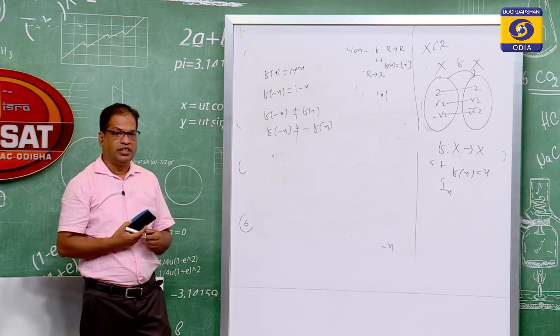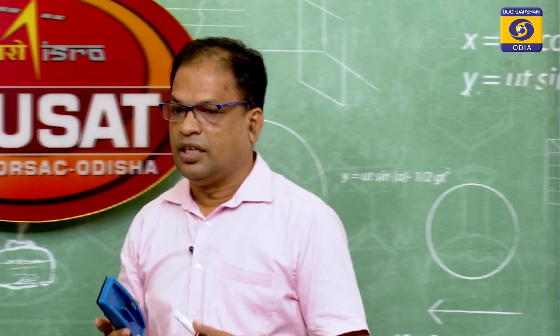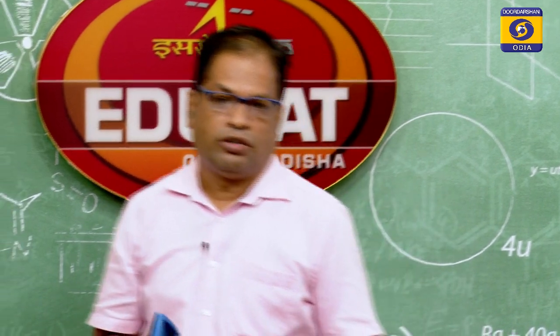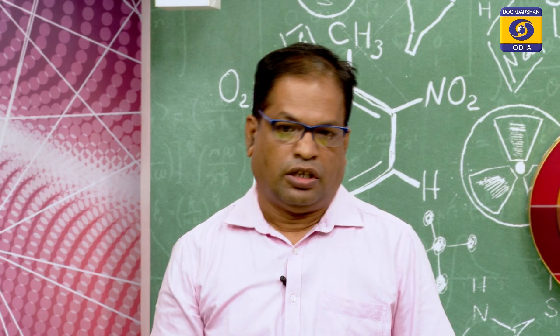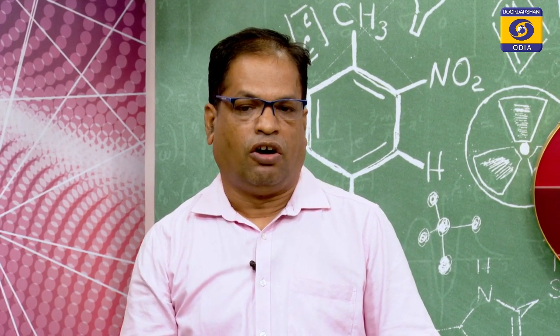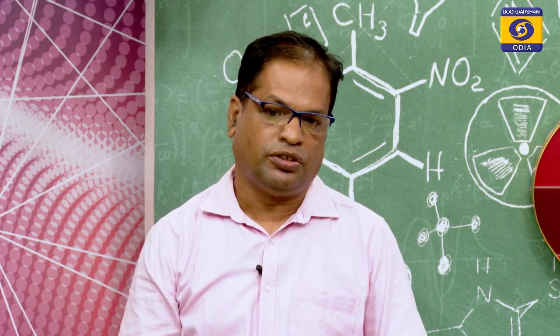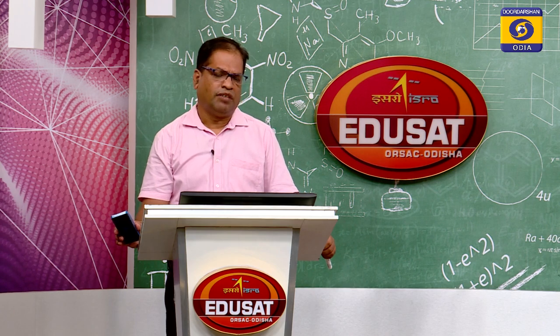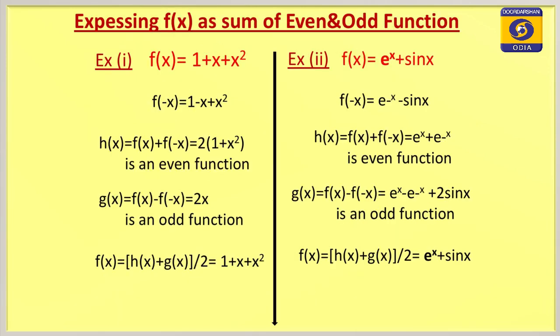So, you can test any function as an even function or odd function, and there are some notes also. I had told you that a function can be neither even nor odd, or both even and odd. There is a single function which is both even and odd, that is f(x) is equal to 0. But any function can be written as, you see note number 1, any function can be written as sum of an even function and an odd function. So, the next slide, here there are two examples.